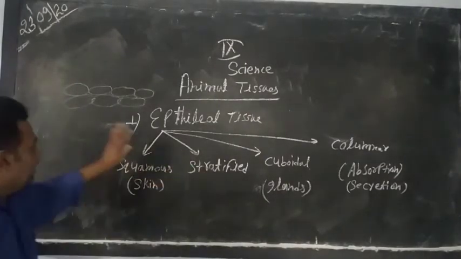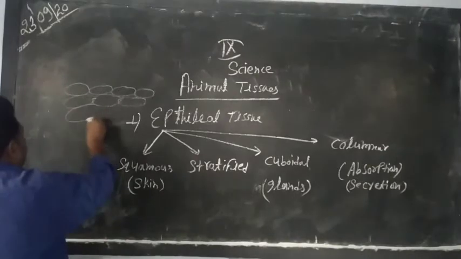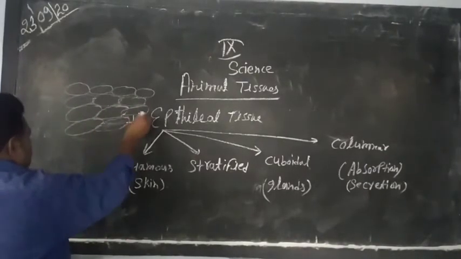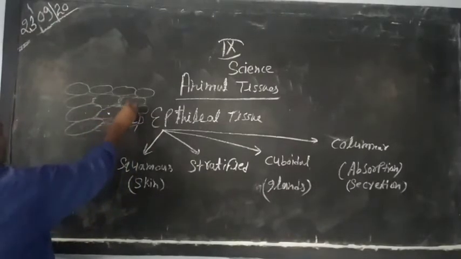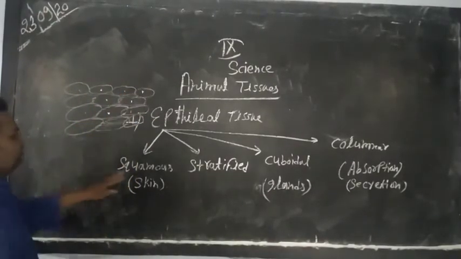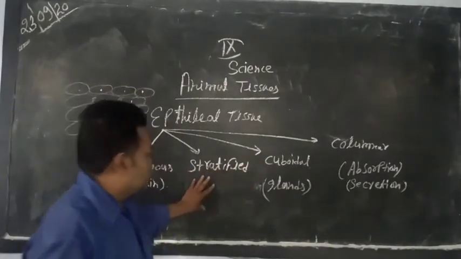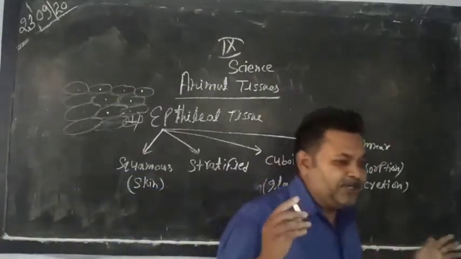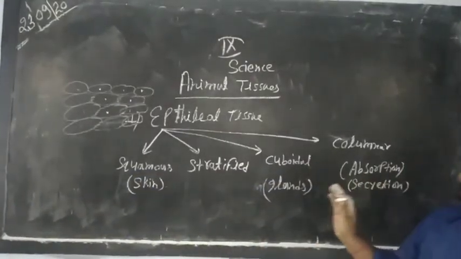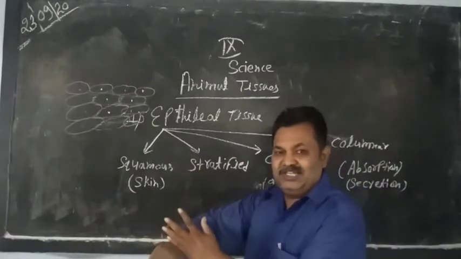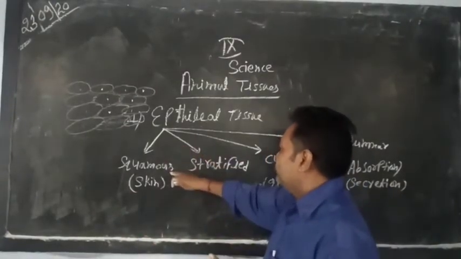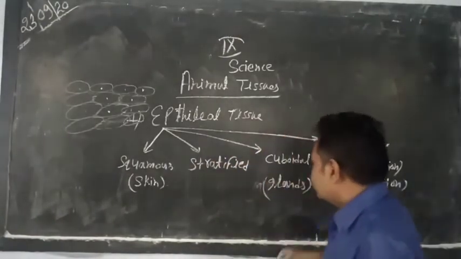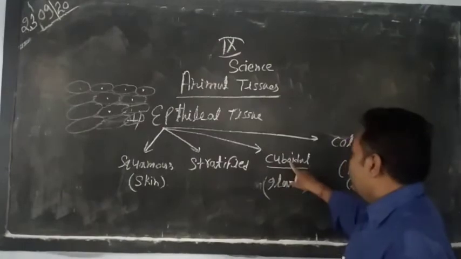And stratified means that it has more than two layers. So these types of tissues are known as stratified tissues. These tissues are arranged in our lining or outer body parts, and skin, the covering membrane. So skin is made up of squamous epithelial and stratified epithelial tissues.